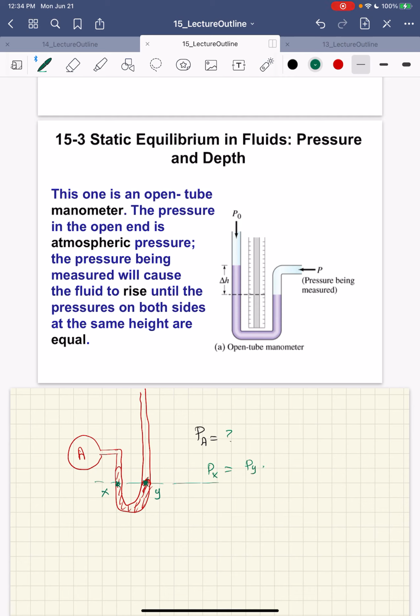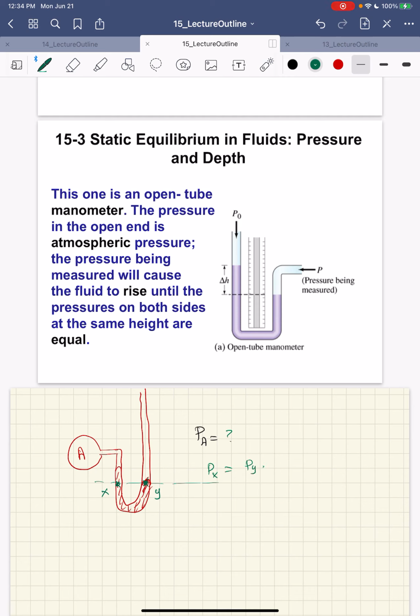This should be given. Then I will say this is rho of mercury, 13,600 kilograms per cubic meter. This is cubic, not square. And from that, I can get that the depth is going to be 1.156, or 1.2 meters.